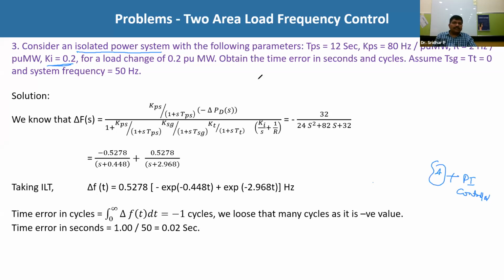So in this case, what is it asking? Obtain the time error in seconds and cycles. So that error is the area control error, but it is expected in time, only in seconds. So if you could get the seconds or frequency or anything, you can convert into the cycles. So this is the steady state change in the frequency with the PI controller.